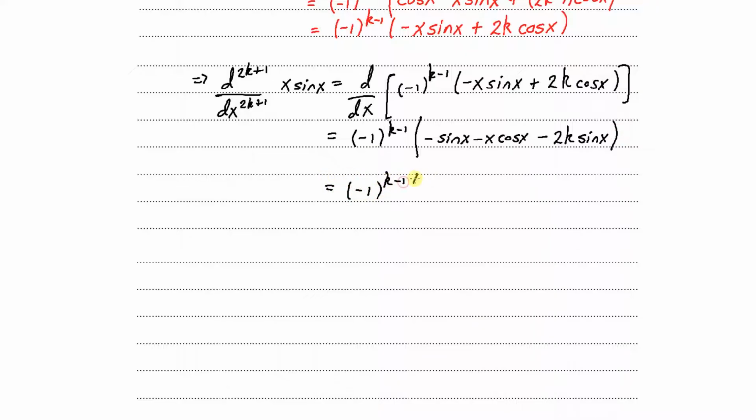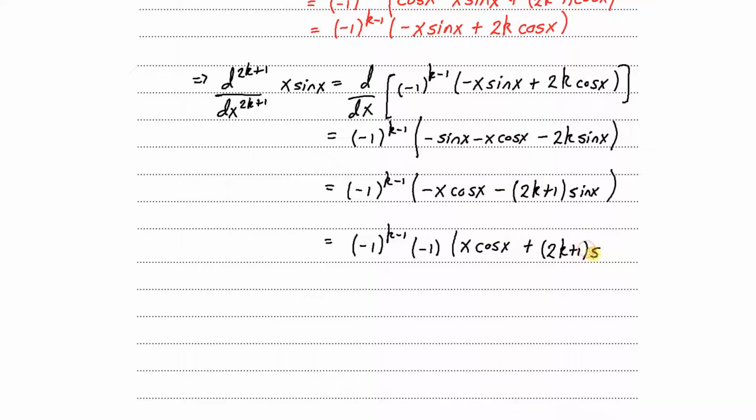So that's here minus x cos x. And for the like terms, we have minus sine x and minus 2k sine x. So this is the same as minus of 2k plus 1 of sine x. Now we can factor out the negative sign. So that will be minus 1 to the k minus 1, and factoring out minus 1, inside the bracket we'll now be having x cos x plus 2k plus 1 sine x.